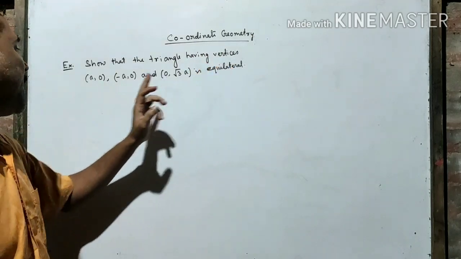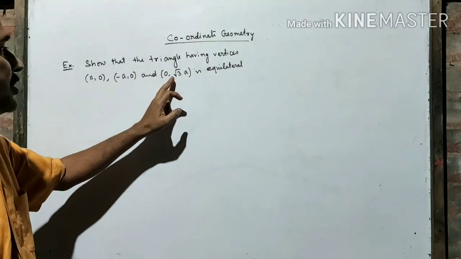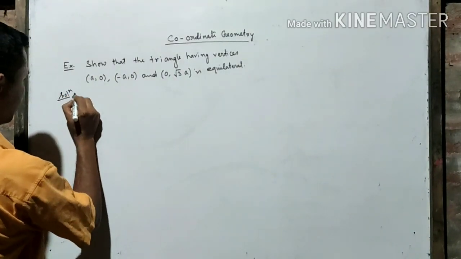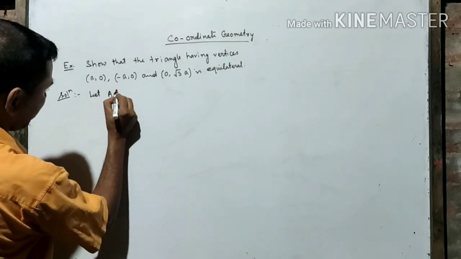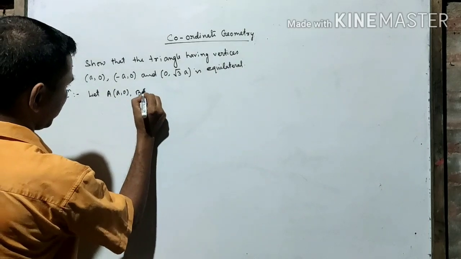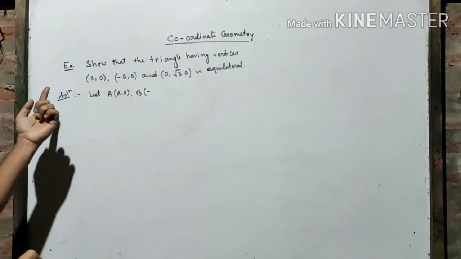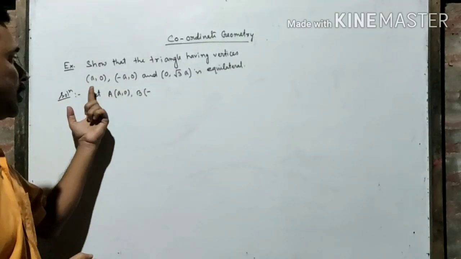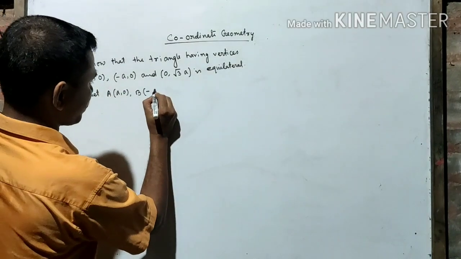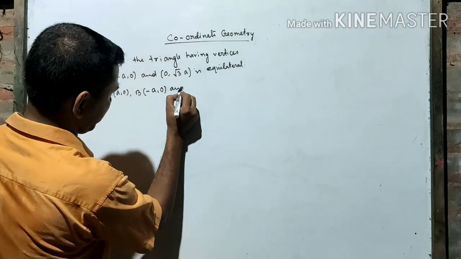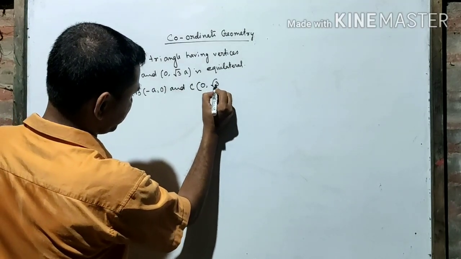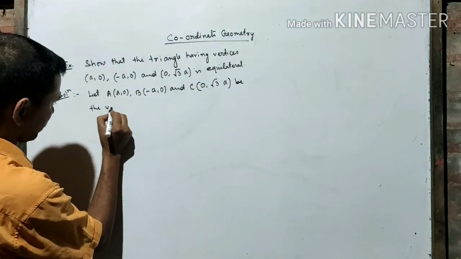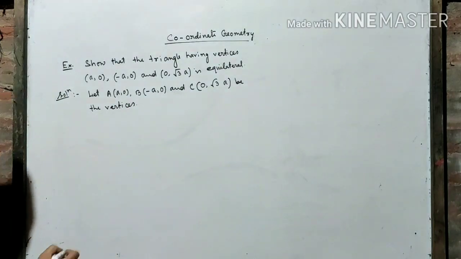Show that the triangle having vertices A(a, 0), B(-a, 0), C(0, root 3 a) is equilateral. First of all, let us name the vertices. Solution. Let A(a, 0), B(-a, 0) and C(0, root 3 a) be the vertices. In some of the questions you may find the points with their names. If the name is given, no problem. If the vertices are not named, you have to name them.